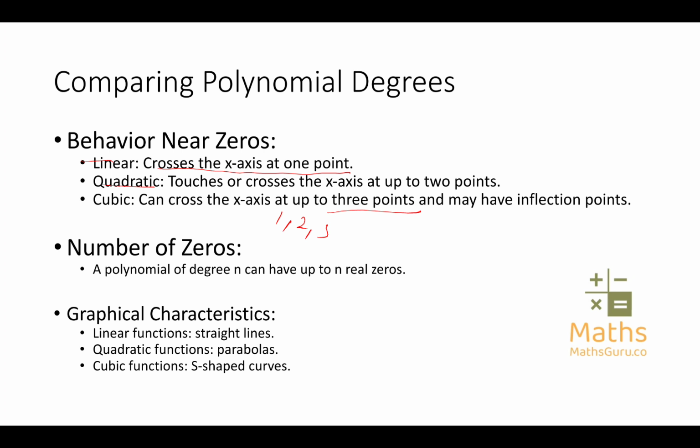So the number of zeros is directly linked with the degree. If it's of degree n, then the number of zeros would be less than or equal to the degree of the polynomial. And from the graphical perspective, we have seen that a linear function will always be a straight line, a quadratic would be a parabola, and a cubic function is an S-shaped curve, which you have seen in the last slide.